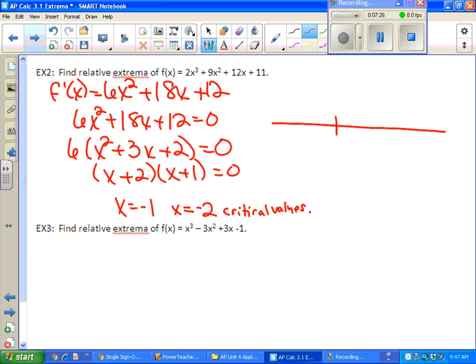I'm going to put -2 and -1. And that's pretty much all I need. But I'm not going to check -2. I'm not going to check -1 because I know that the slopes at those points is 0. Right? Now I do want to know, does it increase or decrease?